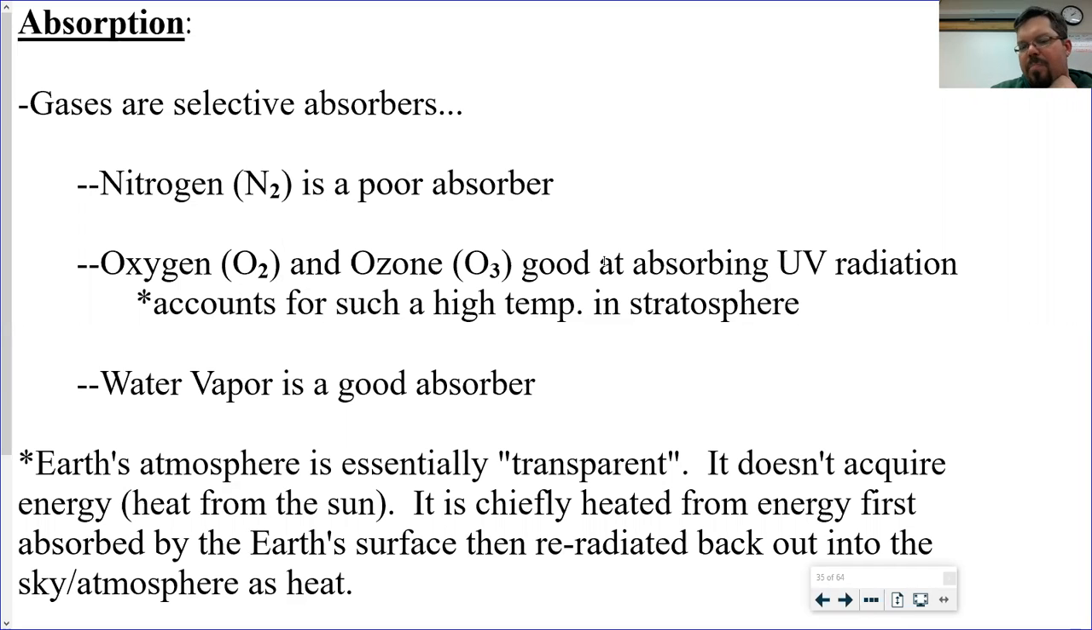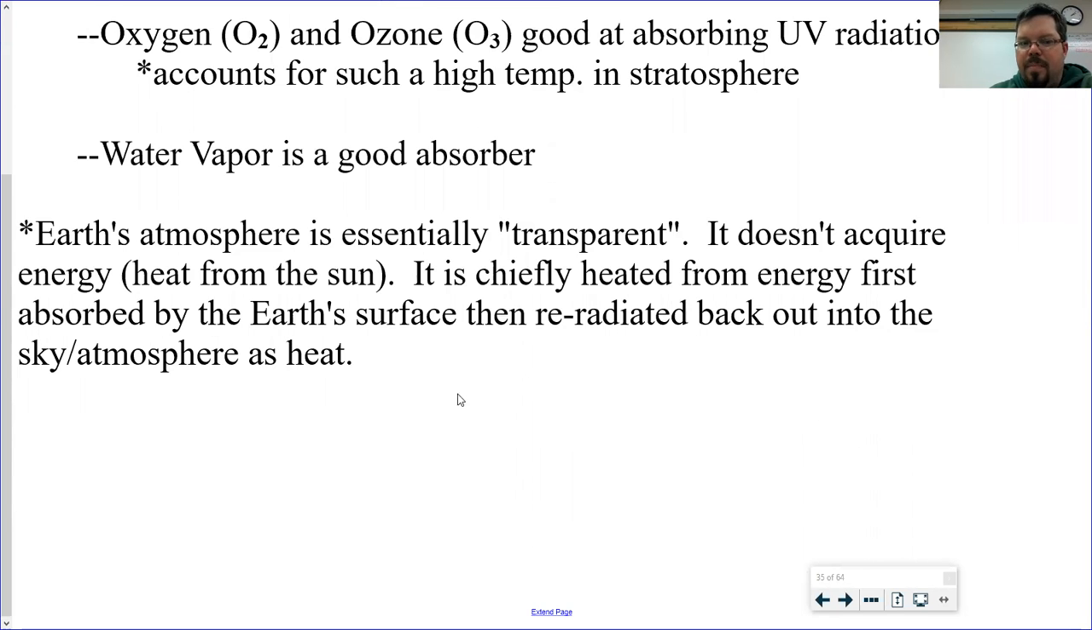Oxygen and ozone are pretty good at absorbing UV radiation, so ultraviolet radiation. This accounts for such a high temperature in the stratosphere. We talked a little bit about this earlier in this unit. So oxygen and ozone are pretty good at absorbing a specific section of radiation. Water vapor is a pretty good absorber, right? As it says at the bottom, Earth's atmosphere is essentially transparent. It doesn't acquire energy, heat from the sun.